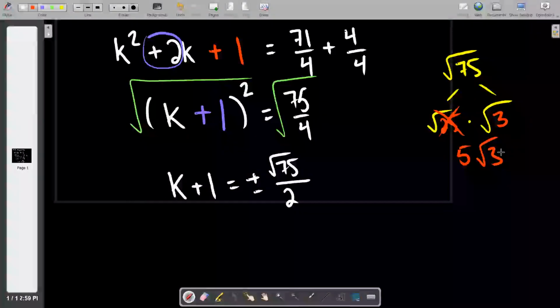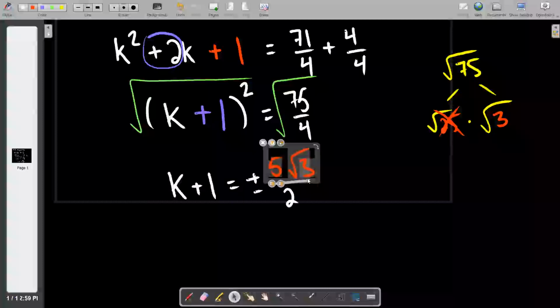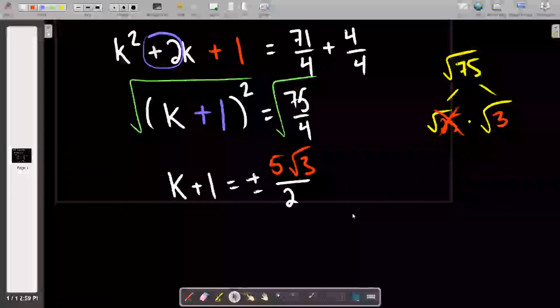So what I'm going to do now is take that root 75 up on top and, as always, swap it out with the better version of it. We okay? Zach, are you good? Everybody good?